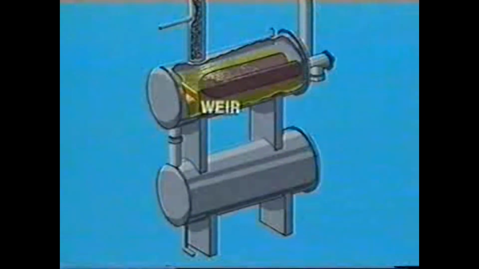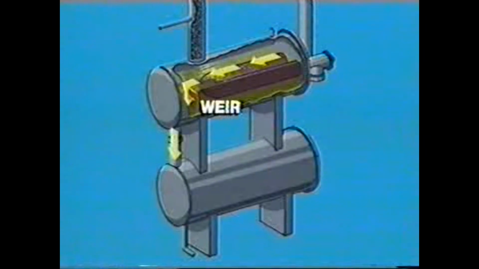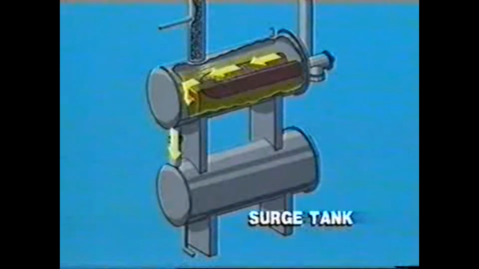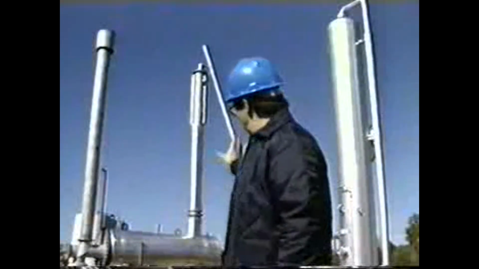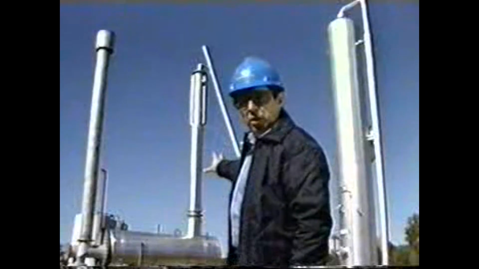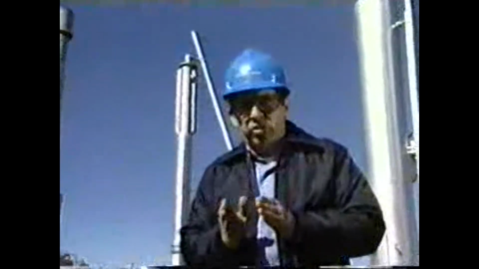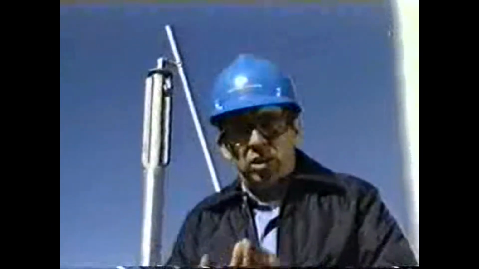An overflow weir maintains the glycol level in the reboiler. Excess glycol spills over the weir and flows downward into the surge tank by gravity. When the glycol level is low in the surge tank, fresh glycol is added to the reboiler, so it can be dried before going into the surge tank. This still column, or stripper, located just above the reboiler, is where the actual distillation of water from the glycol takes place.